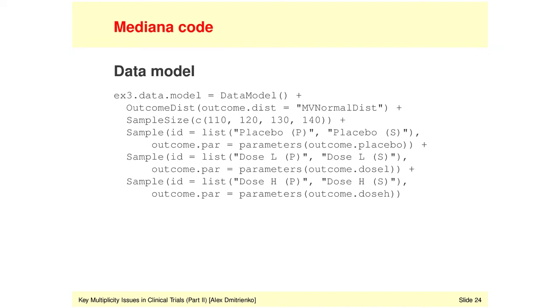This is the object that specifies the common number of patients enrolled in each sample, assuming that we have a balanced design, which means that all samples are assumed to have the same sample size. And we also specify 3 sample objects, one for each sample or each trial arm in this clinical trial example, and each sample object specifies parameters of each sample in this data model.